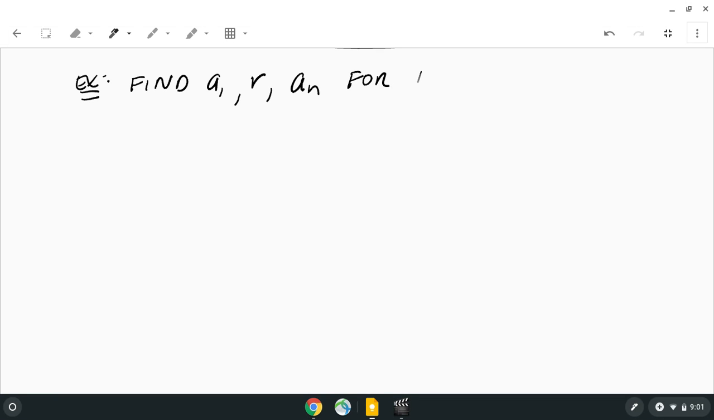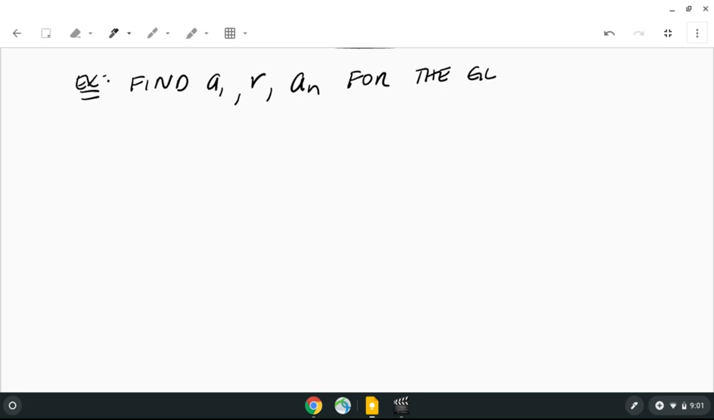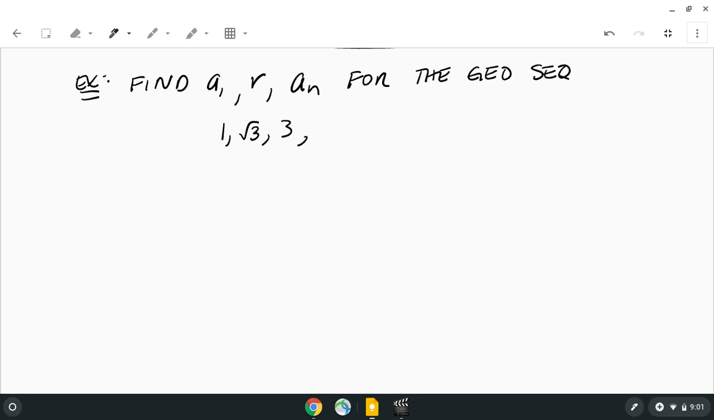Let's have a look at this one. Okay, so let's find A1, R, and the AN function for the geometric. When it says it's geometric, you don't actually have to check it. Just go ahead and find the R. For the geometric sequence 1, square root 3, 3, 3 square root 3.